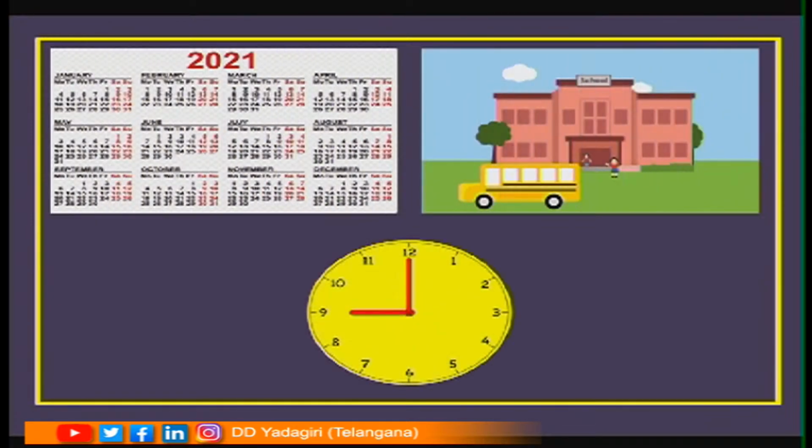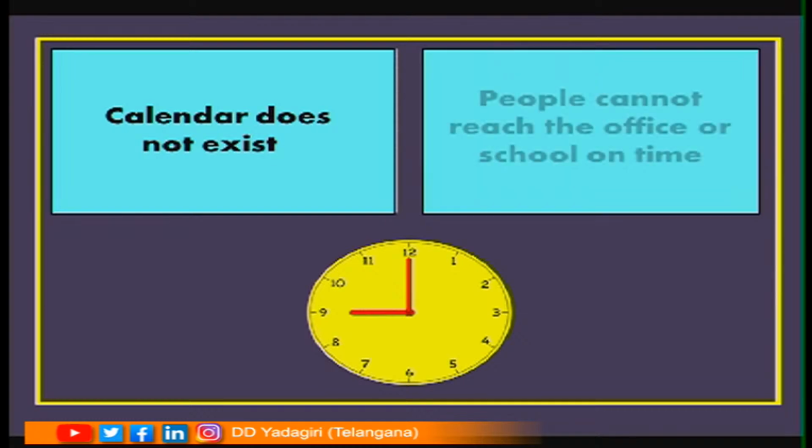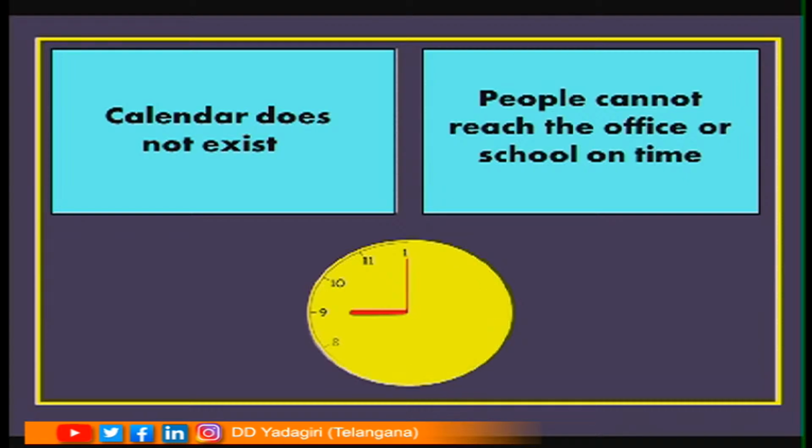A calendar, a school or an office, and your clock. Now, this calendar is not going to exist because it is made of numbers, and people cannot reach the office, or students the school, on time because you don't know how to use the time or the watch. And there won't be any clock also. These are just some simple applications of numbers in our daily life.